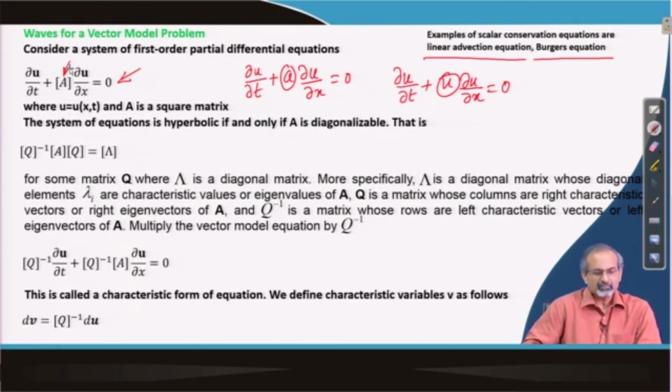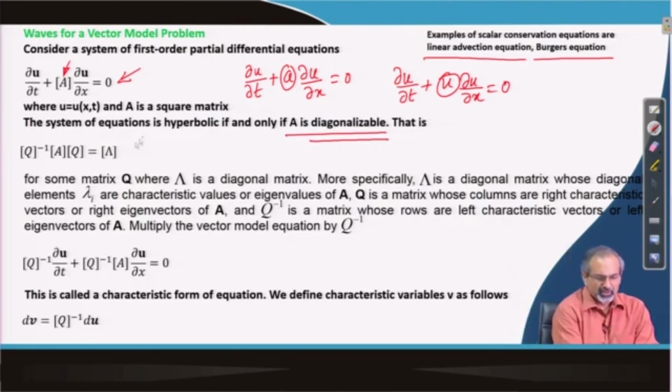Now, this system of equations is going to be hyperbolic in nature, that means with wave kind of solutions only if this matrix A is diagonalizable. So, we come up with a new word, diagonalizable, and we try to understand what that means.